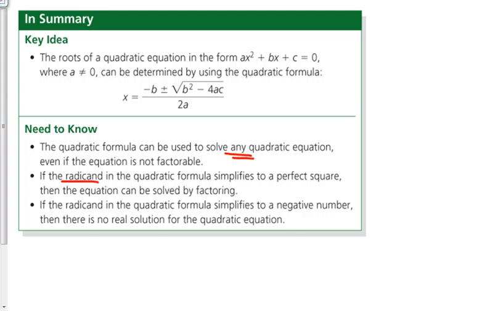If the radicand of the quadratic formula simplifies to a perfect square, then the equation can be solved by factoring. If this part is a perfect square, it could have been solved by factoring. If the radicand in the quadratic formula simplifies to a negative number, then there is no real solution for the quadratic equation, because we cannot take the root of a negative number. That's an imaginary number, which we're not going to get into.